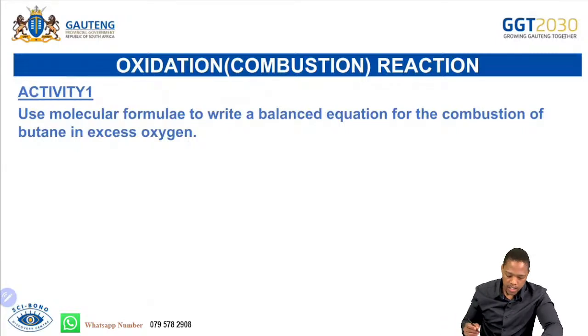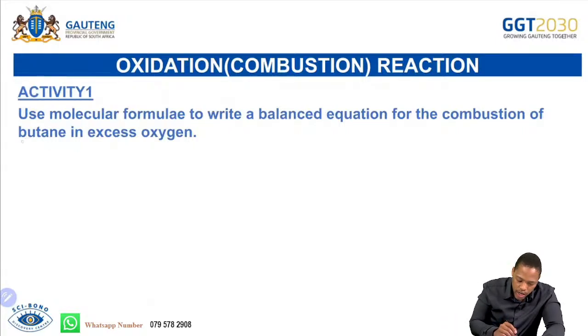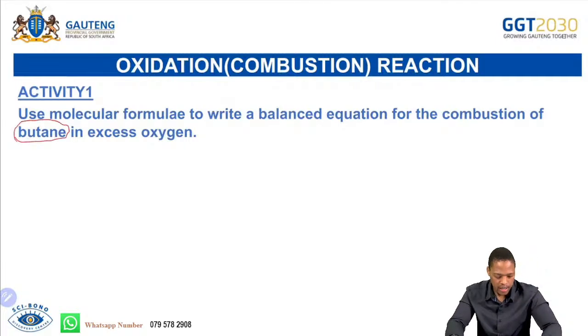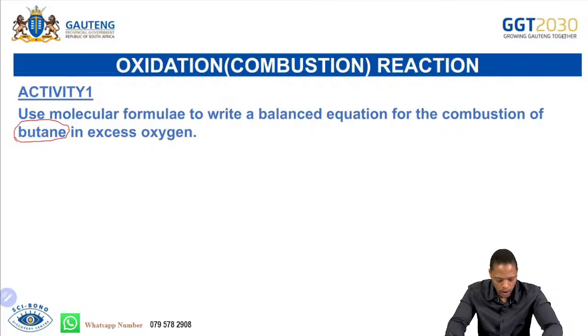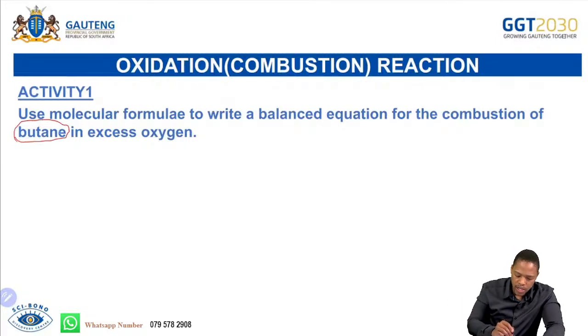As again I've said, the only thing that the examiner can change here is the type of hydrocarbon that they're asking you about. Remember, even though our examples are just on alkane, it could also be on alkene, it could also be on alkyne. So as long as it is a hydrocarbon, it is possible to be asked, but usually it's just alkanes.